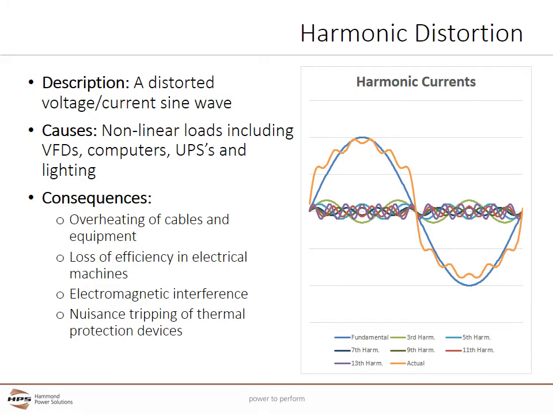orange line. This distortion causes overheating of cables and equipment, loss of efficiency in electrical machines, electromagnetic interference with communication systems, and nuisance tripping of thermal devices, to name a few of the most common issues.